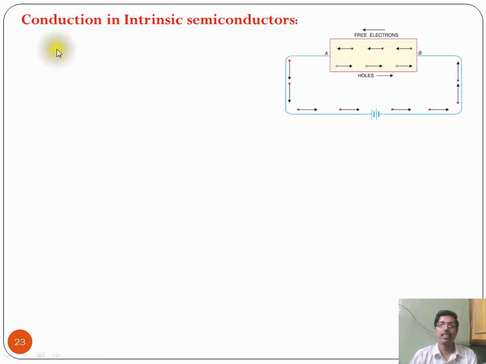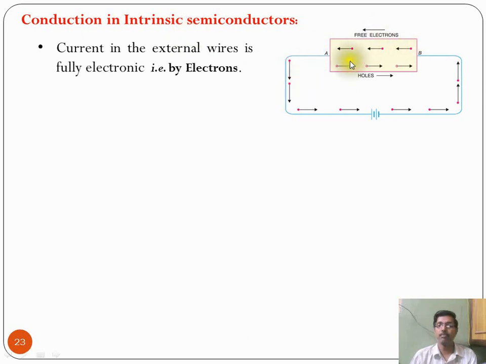Now we can see in detail the conduction in intrinsic semiconductors. Look at this diagram. We take a semiconducting material which has two ends. The left side end is A and the right side end is B, and this semiconductor material is connected with a power supply. An external DC power supply is connected to this semiconducting material. End A is connected to the positive of the battery and end B is connected to the negative of the battery.